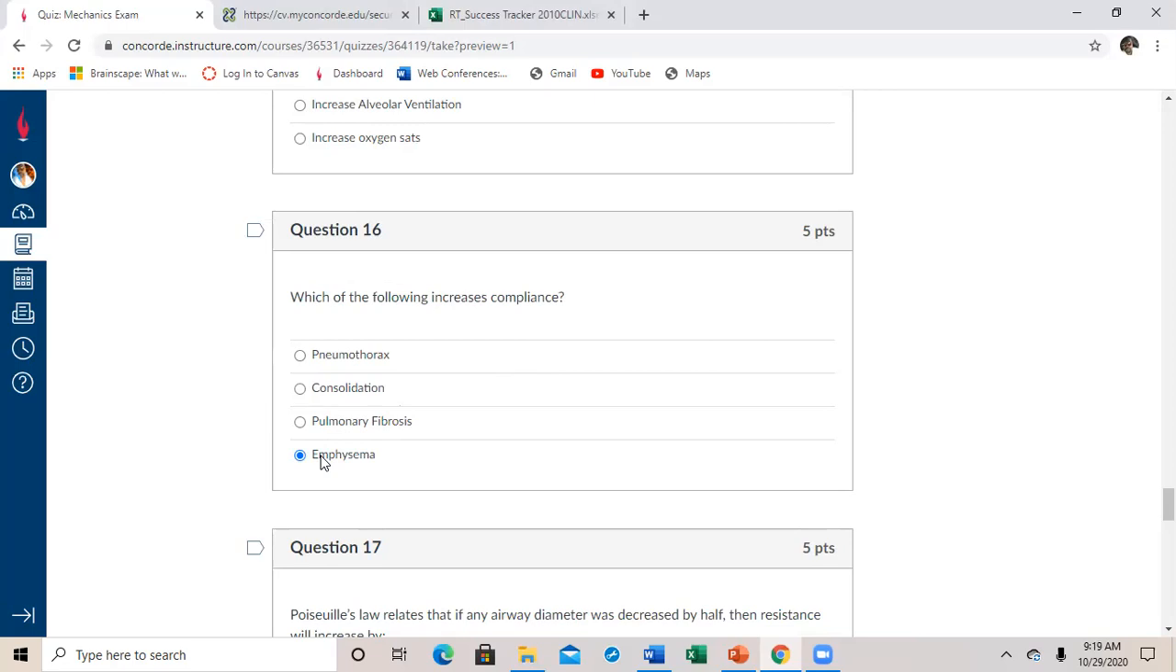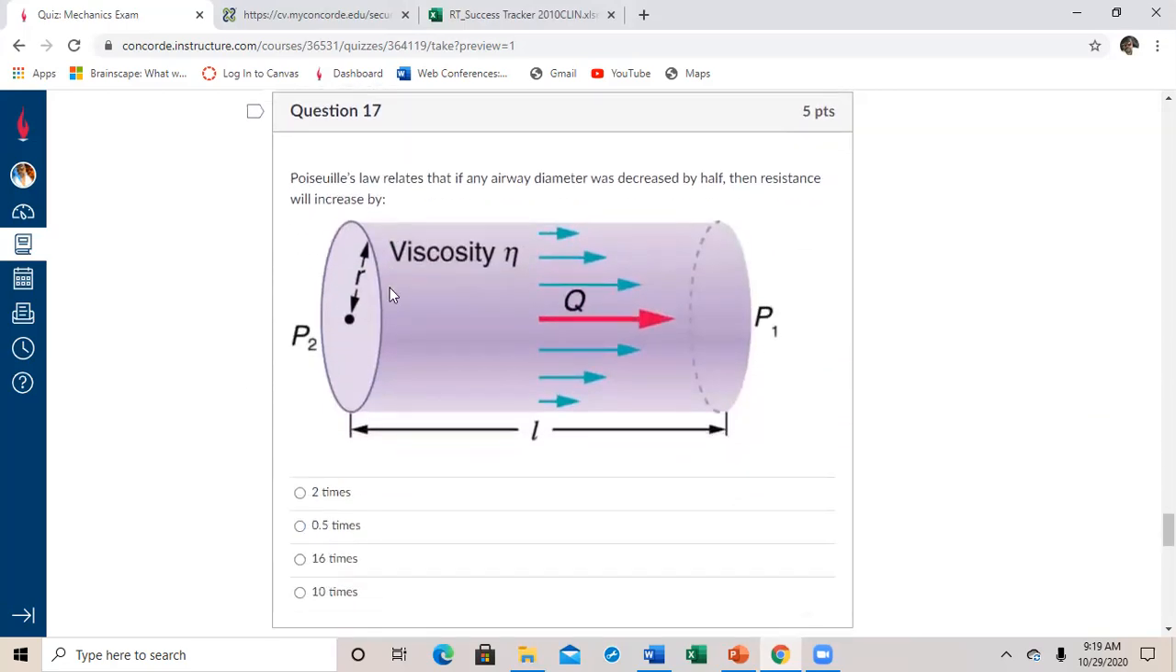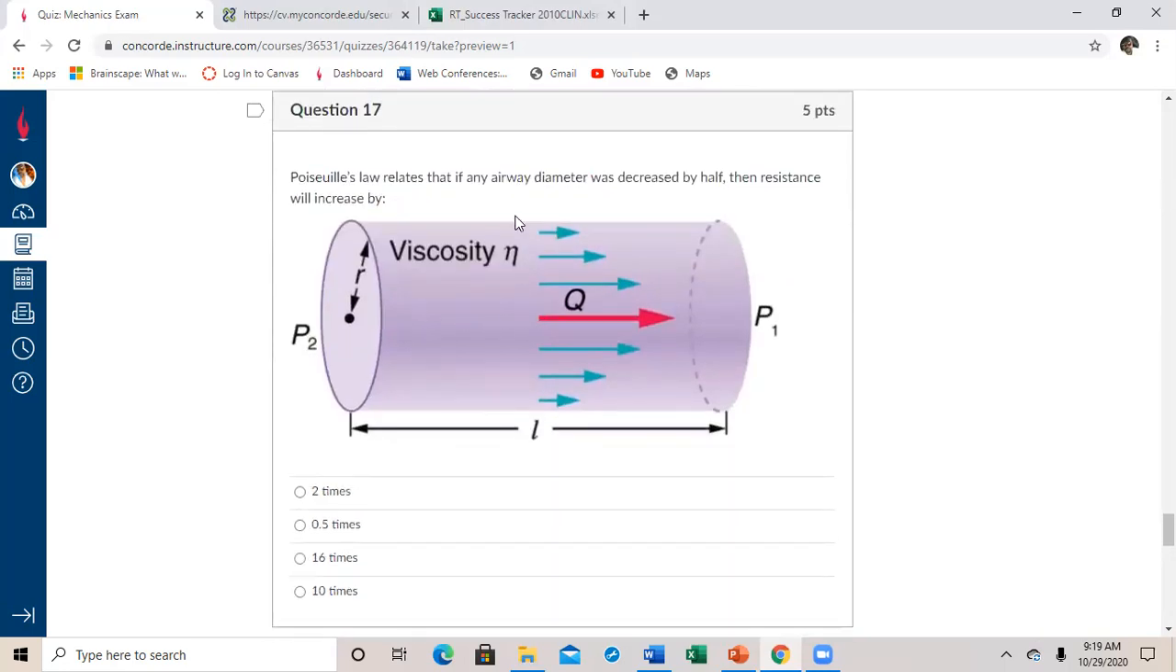What about my elasticity? Will that be higher or lower? Lower, good. The elasticity is going to be low because it's floppy, right? Old draws. All right, 17. Poiseuille's law says that if the diameter is decreased by half, resistance increases by 16 times. If you didn't have the picture, it really didn't matter, as long as you knew the theory or the law, Poiseuille's law, 16 times.